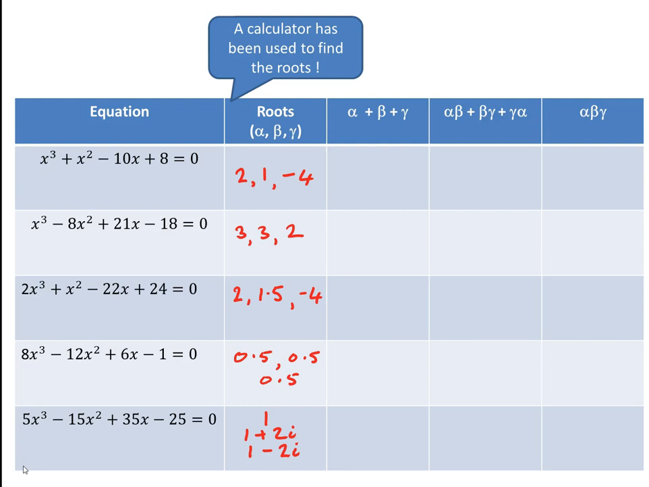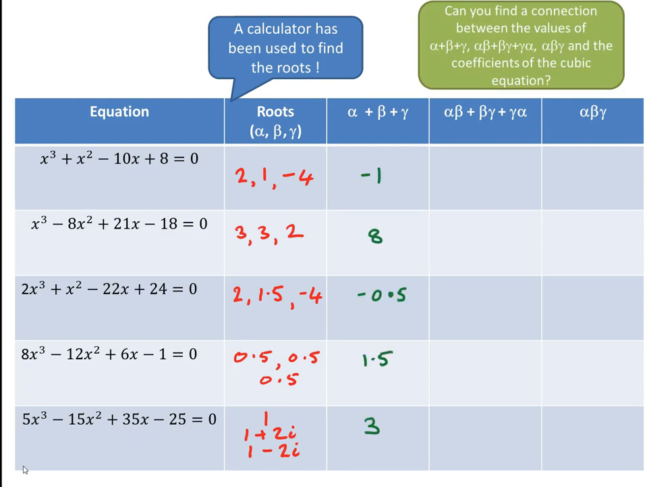So, for alpha + beta + gamma, we simply need to add the 3 roots up. In the first case, we're going to have 2 + 1 + (-4), which gives me -1. The second case, we're going to have 3 + 3 + 2, which gives me 8, and so on. So for the first equation, alpha + beta + gamma is -1. The second equation, it is 8. The third equation, it is -0.5. The fourth equation, it is 1.5. And for the fifth equation, it is 3.